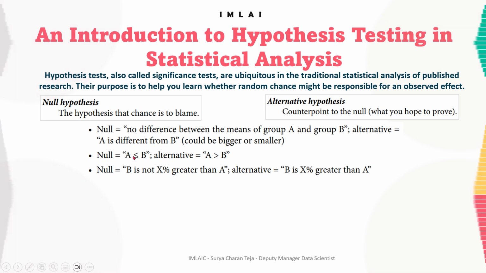So for the null hypothesis, say A less than or equal to B, this is one null hypothesis, and these are the hypotheses that we widely use. So this is one way, A greater than B is one way. So the null hypothesis is A less than or equal to B, then the alternate is A greater than B. And null: B is not X percentage greater than A. This is obviously in your proportion. Alternative is B is X percentage greater than A.